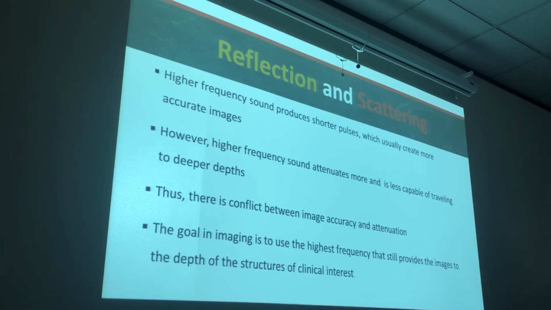Higher frequency sound produces shorter pulses, which usually create more accurate images. That's why we're playing between frequency and depth. Depending on the depth we need, how deep we need to see in the body, we have to use the appropriate transducer according to that, or vice versa. However, high frequency sound attenuates more and is less capable of traveling deeper depths, and I already explained why that's so. Thus, there's conflict between image accuracy and attenuation. The goal in imaging is to use the highest frequency that still provides the images to the depth of the structures of clinical interest.